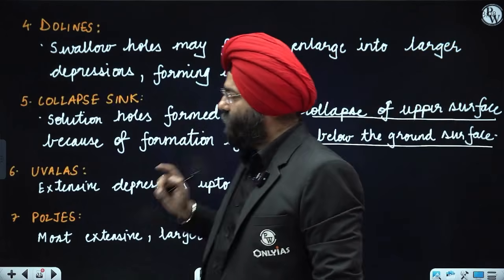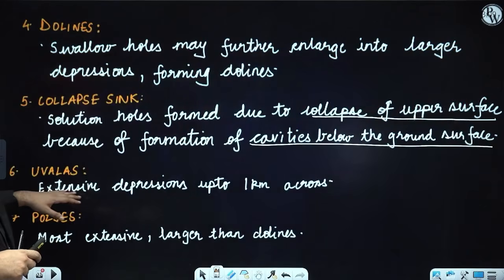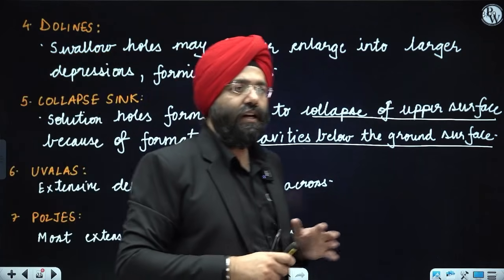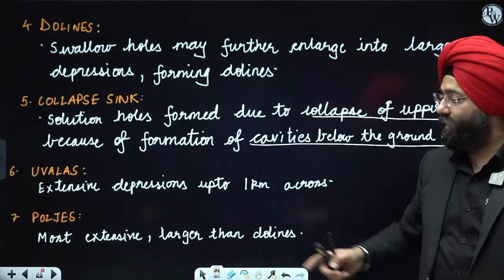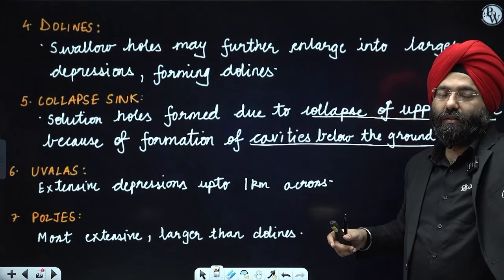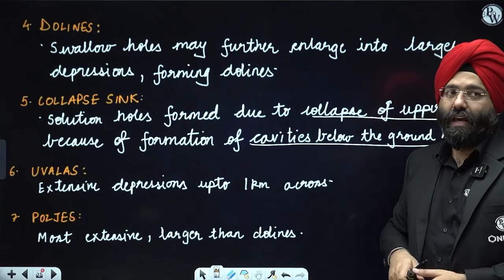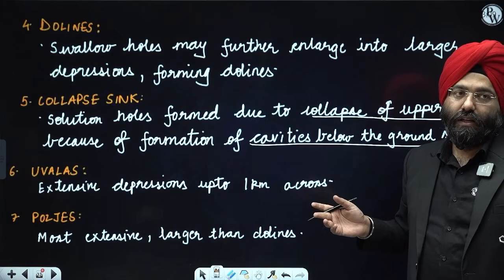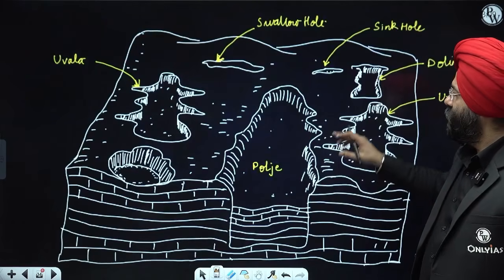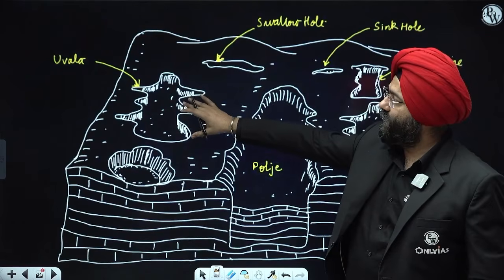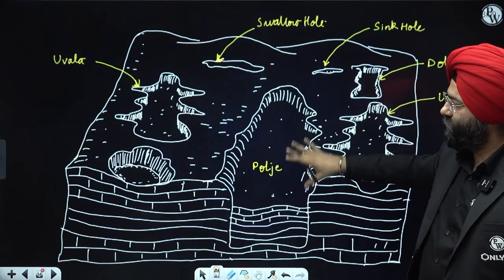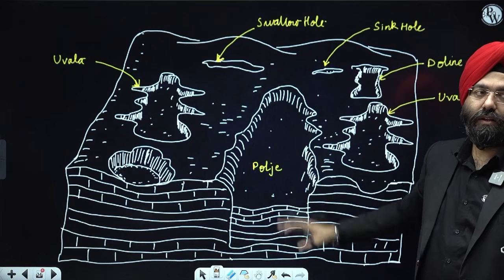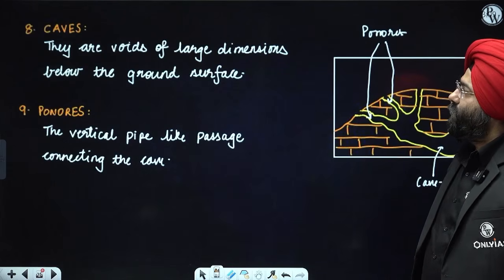Now, when we talk about uvalas, uvalas basically refers to extensive depressions up to 1 kilometer across. So that means a very large area, to an extent that it might vary up to 1 kilometer in, let us say, length. So those are known as uvalas, and much larger than uvalas are the poljes. When we see over here, uvalas are much larger, and beyond them below are the poljes. Clear? Poljes. So this is being represented over here. Clear, everybody? Done? Okay.